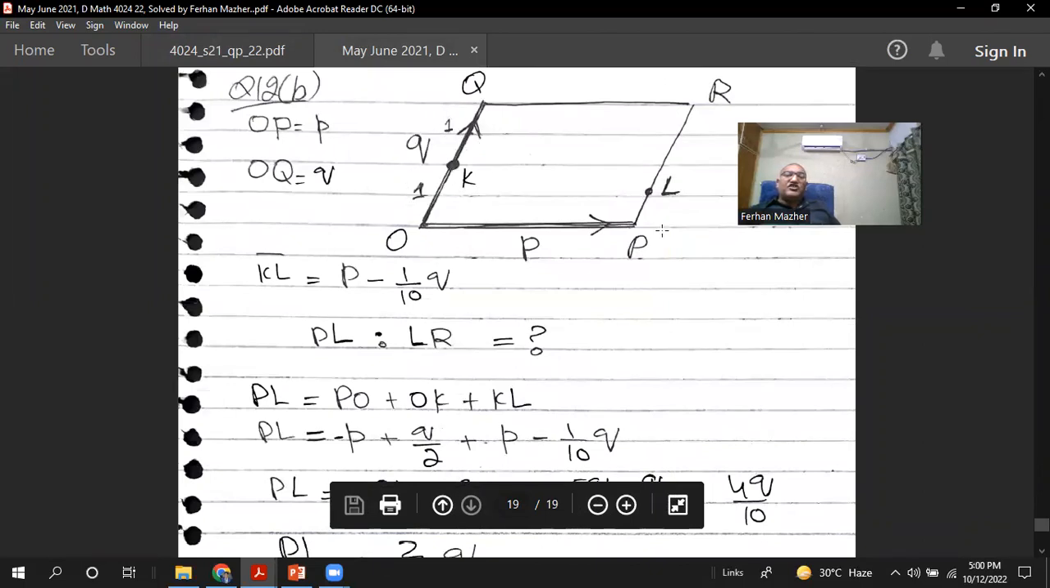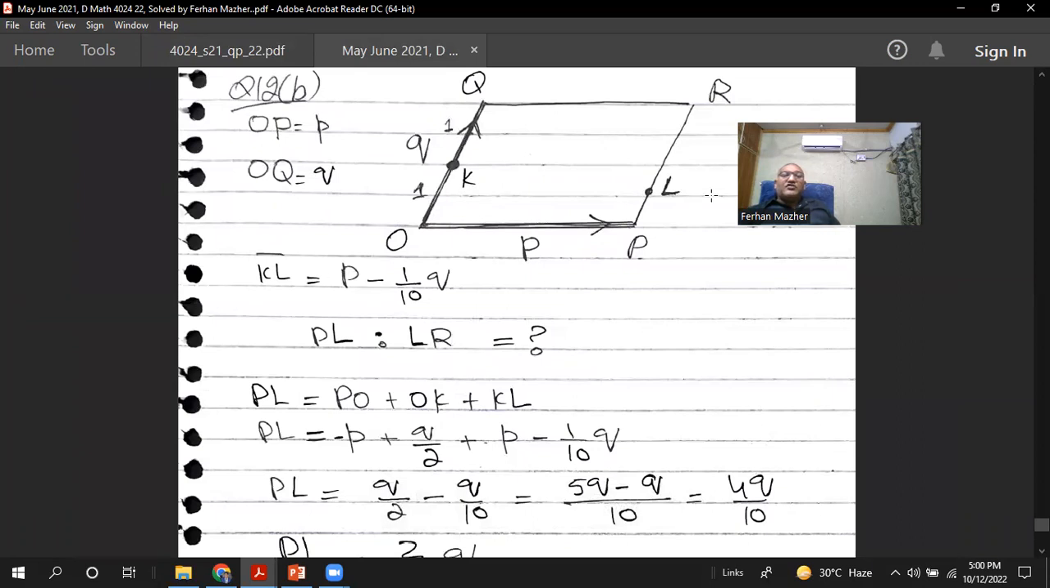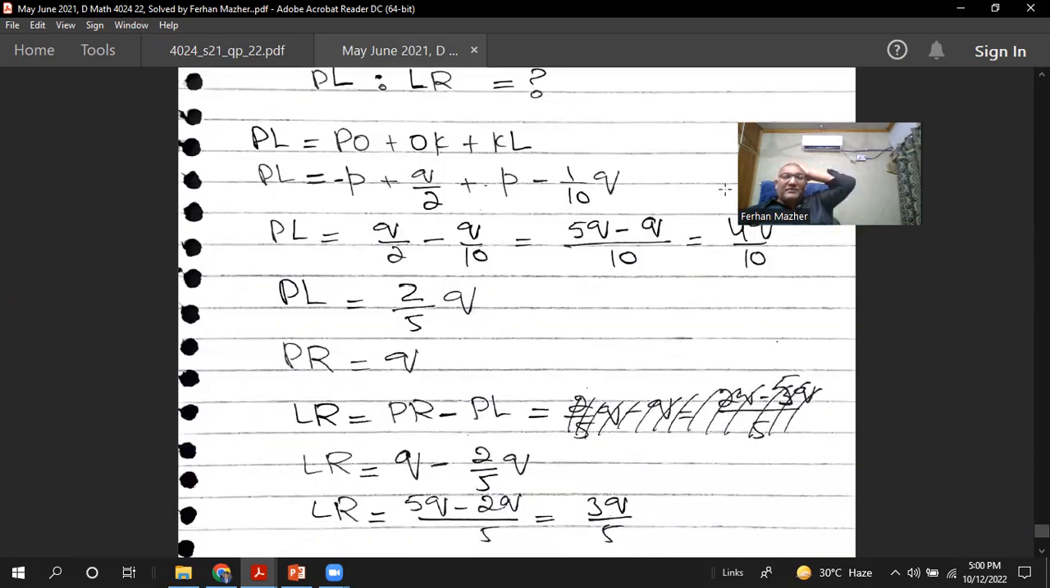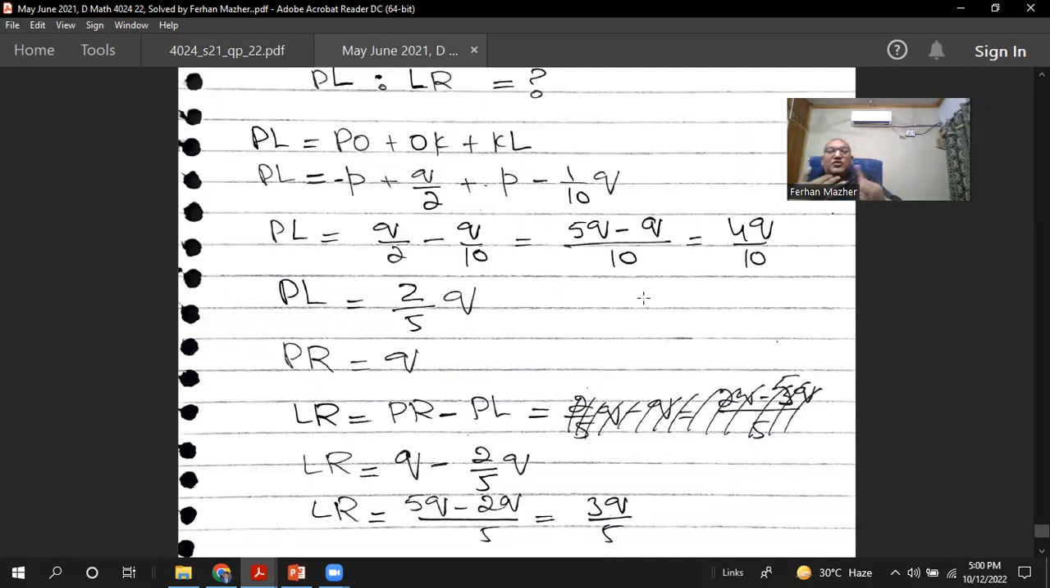This vector is q. This vector is p. KL value is already given. This is the question. First of all, I will find the PL. PL will be, if I go from P to O, O to K, K to L, that is the bypass. I'm going to use a bypass. So PL will be P to O, from O to K and from K to L. P to O will be minus p, O to K will be half of the q, and K to L, it was given in the statement, its value is p minus 1 by 10 q.